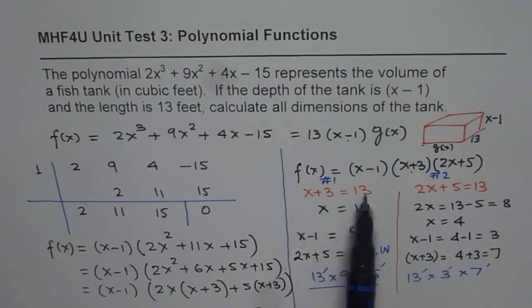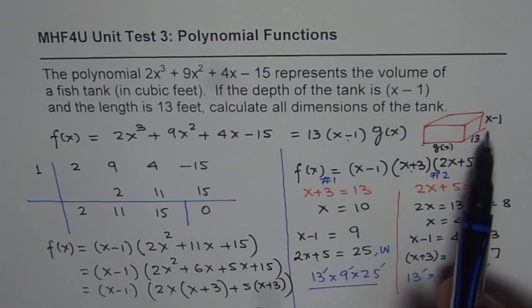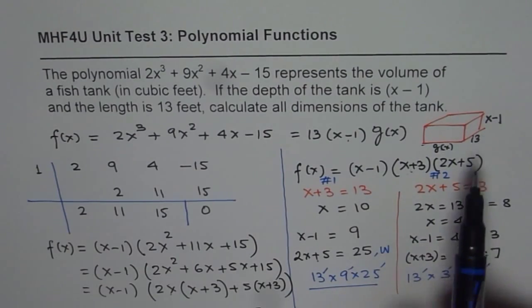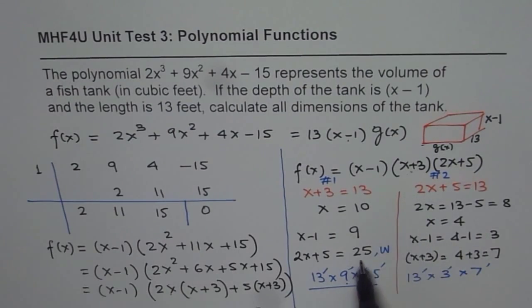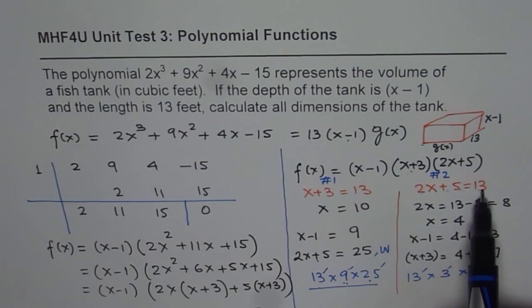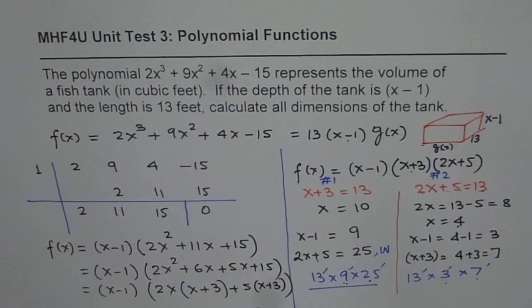When you substitute 13 for x plus 3, you get x equals 10, so you can find all the dimensions. If x is 10, x minus 1 is 9, and 2x plus 5 will be 25. So that is one set of dimensions. Now if we assume 2x plus 5 as 13, then x will be 4, and substituting the values, we get 3 and 7 as the other dimensions. All of them are in feet. So that is how you're going to solve this question.